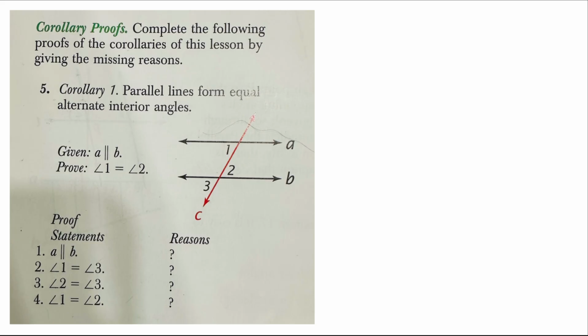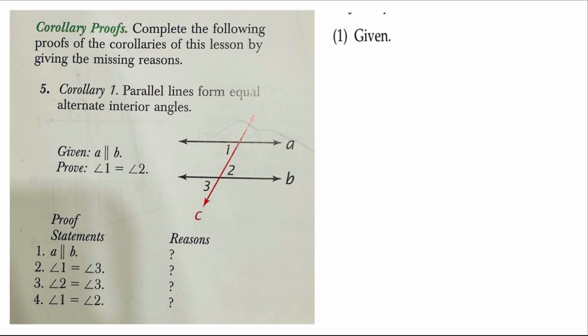Angles 1 and 2. It says given lines A and B are parallel, our job is to prove that angle 1 and angle 2 are equal. Okay, so number 1, A is parallel to B, and our reason, it's given. That's pretty much always your first one. It's given, and your last one is always what you're proving, correct? So this one has 2 steps.